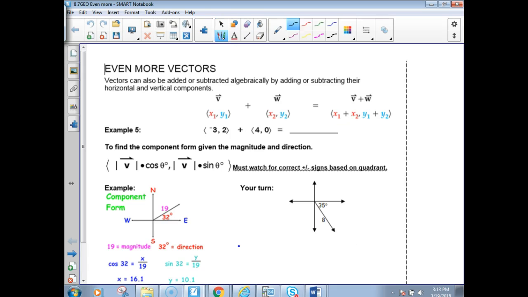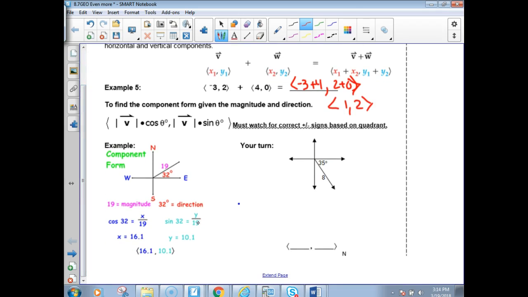Okay, so let's finish up the ISN page so we know what's going on in this next thing. Vectors can also be added or subtracted algebraically. All you do is take the corresponding components and add or subtract them. So if you want to add these two vectors, you take negative 3 plus 4, adding the x parts, and you add the y parts, 2 plus 0. That would give you 1, 2. That's all there is to it. Add the corresponding pieces. To find the component form, give them the magnitude and direction.